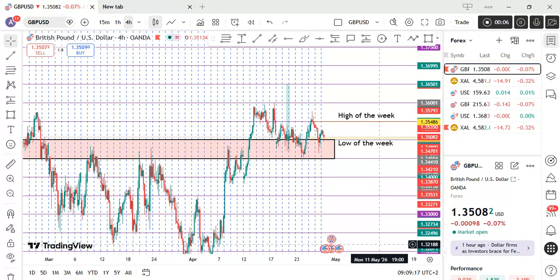So I'm seeing a buy opportunity on GBPUSD. I just want us to take this time to explain the thought process and the brain behind it. So let's quickly jump into it.